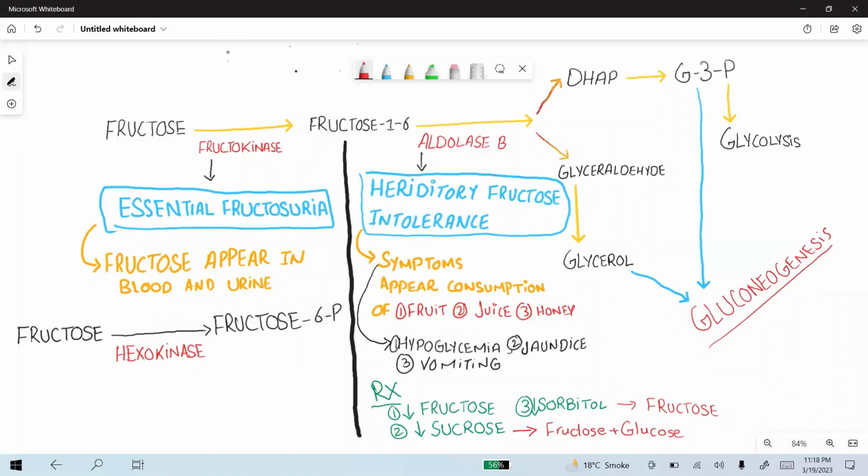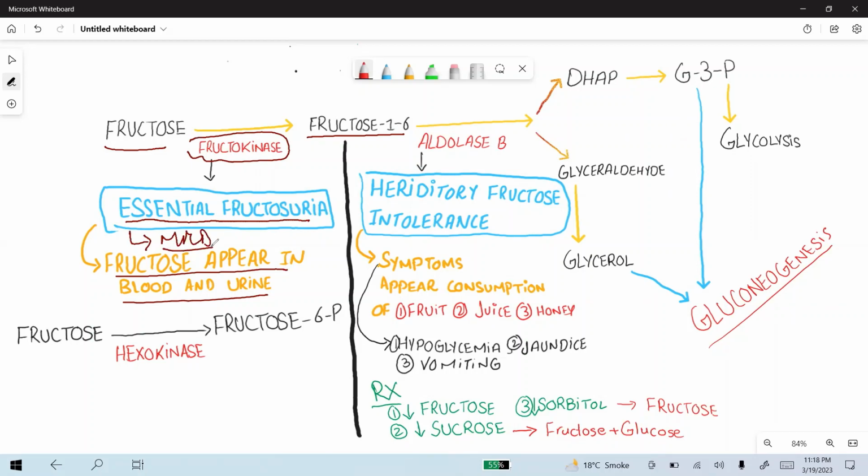Now I am going to discuss fructose metabolism. Fructose is converted to fructose 1-phosphate by the enzyme fructokinase. If this enzyme is deficient, it leads to essential fructosuria. In essential fructosuria, fructose appears in blood and urine. It is a mild disease. Here, hexokinase becomes the primary pathway for converting fructose into fructose 6-phosphate.